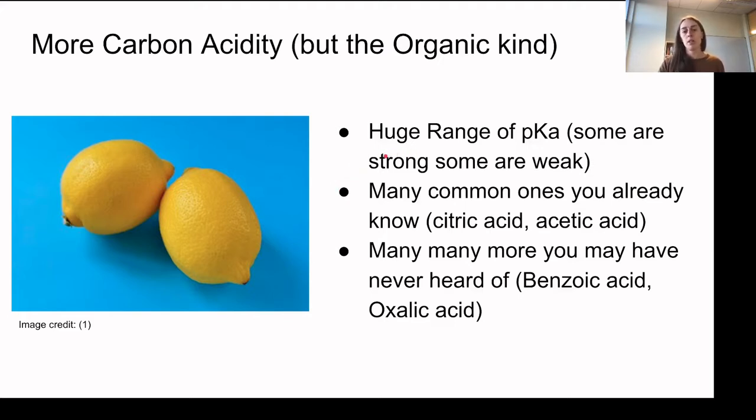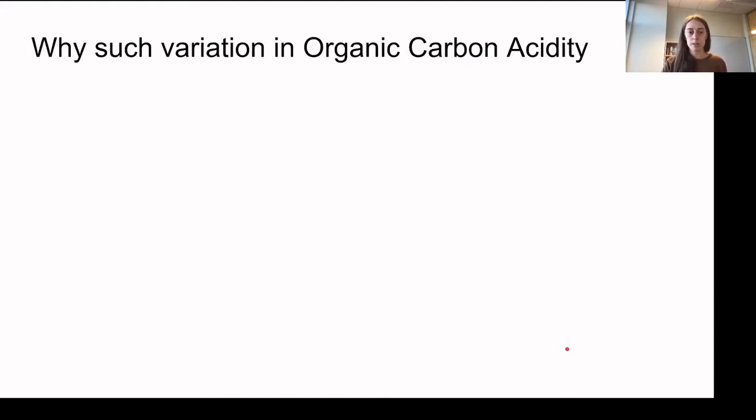So, organic acids have a huge range of pKa's, and we're going to talk about this in a little bit more detail in a second. But some are strong acids and some are weak acids. There are many common organic acids that you probably already know. Citric acid, what you find in citrus, and acetic acid, that's your common vinegar. And there's many, many more that you may have never heard of. So things like benzoic acid or oxalic acid are some other really common organic acids.